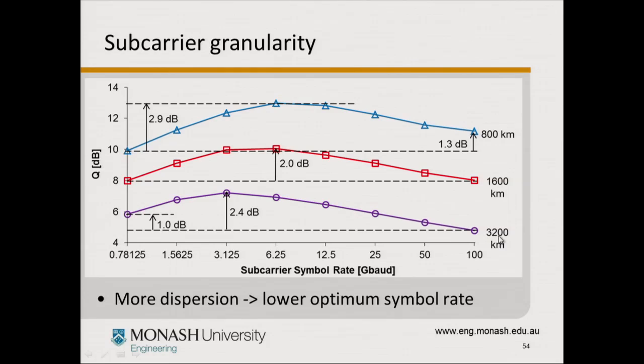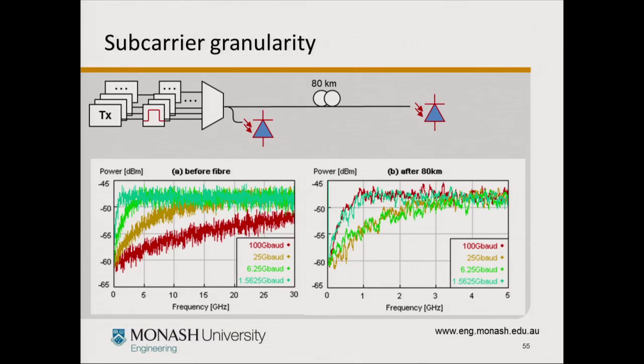So for the case of 3,200 kilometers, if you wanted to go at 100 gigabaud, that gives you quite a large performance penalty, so you don't want to do that. This simulation set here shows that it's not optimum to perpetually increase the baud rate. And this, like I said, seems rather counterintuitive, because you would think with a larger baud rate, you would get a shorter nonlinear correlation length, and the performance should improve.